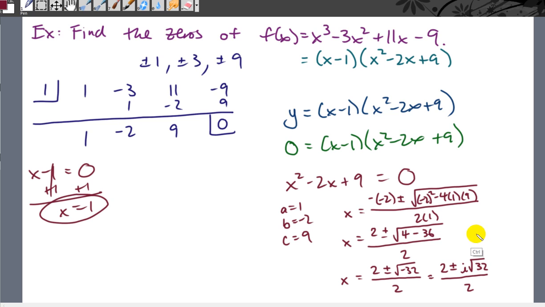As we go ahead, we need to break up 32. 32 breaks up into 16 and 2, and 16 breaks up into 4 and 4. We could actually stop here because the square root of 32 is the same thing as the square root of 4 times 4 times 2.